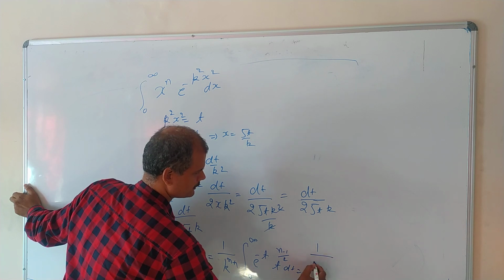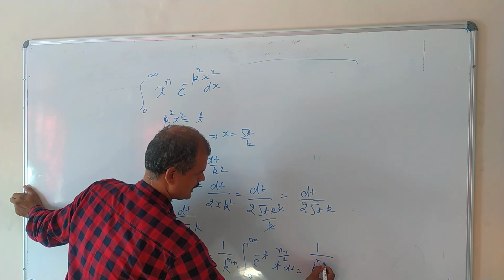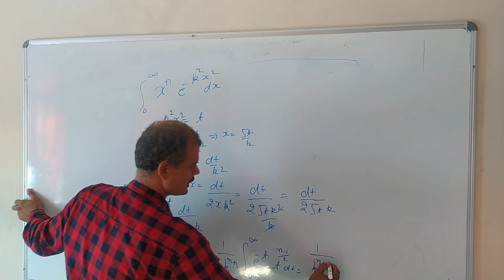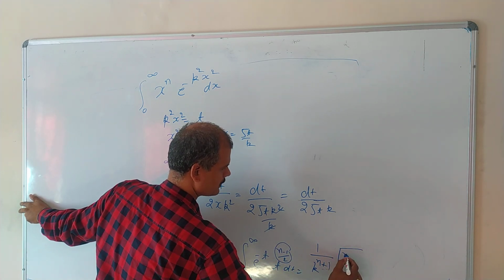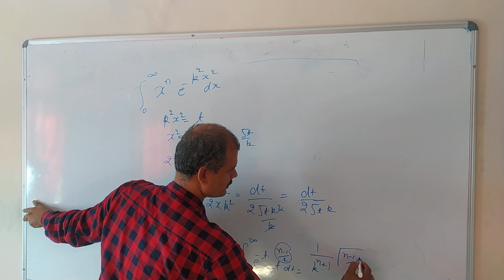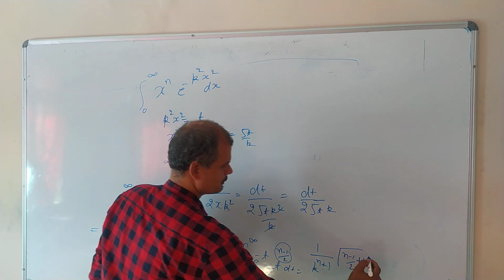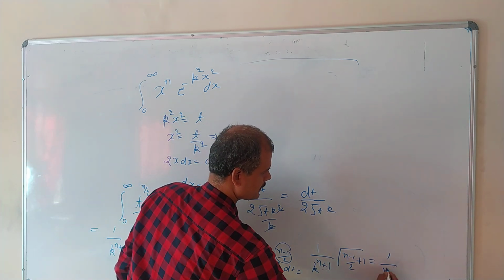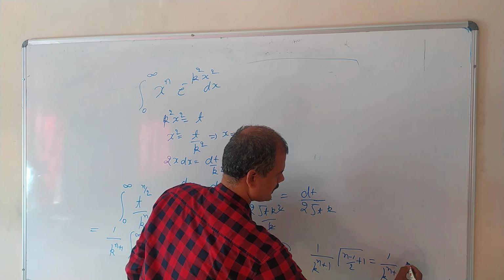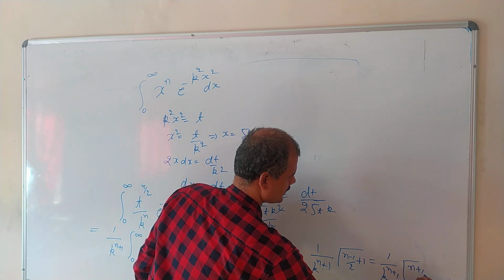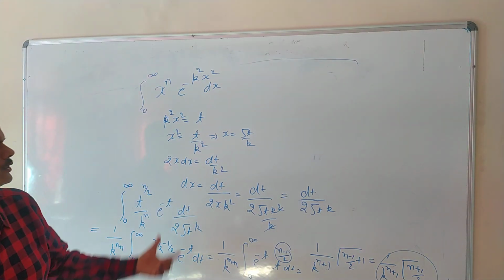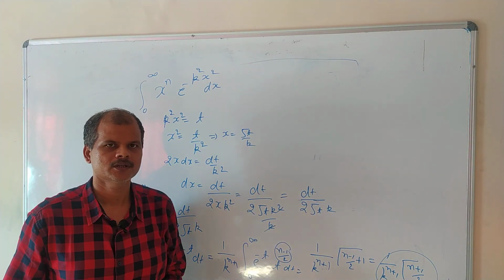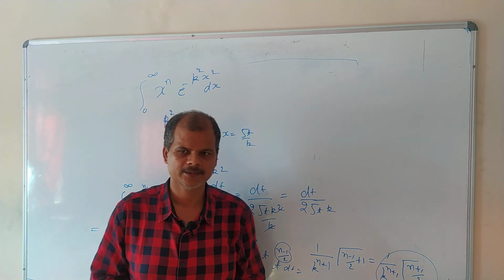So it will be 1 upon k power n plus 1 and here we'll add 1. So gamma of n minus 1 by 2 plus 1. So this will be your 1 upon k power n plus 1 and gamma of n plus 1 by 2. So this is the answer. Fine. So you have seen that using the gamma function how we simplified our integral.